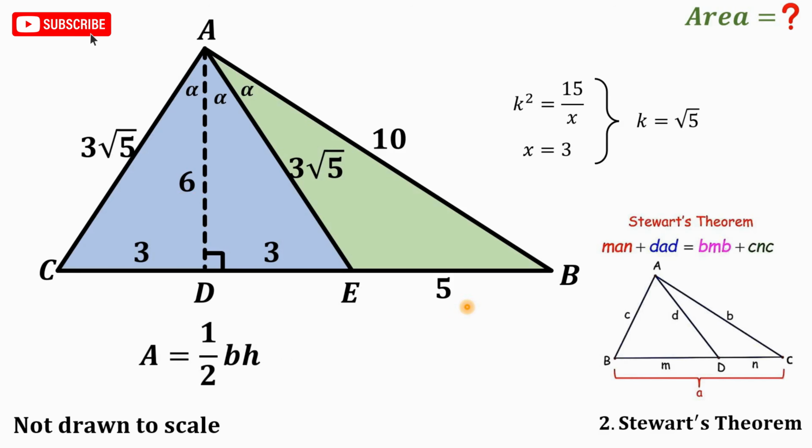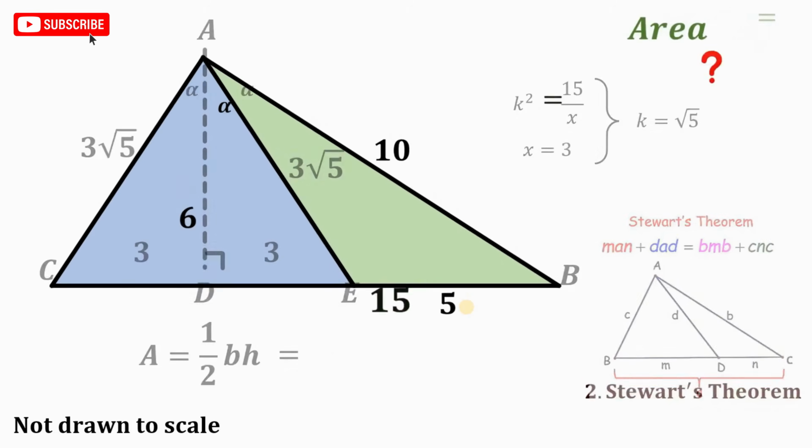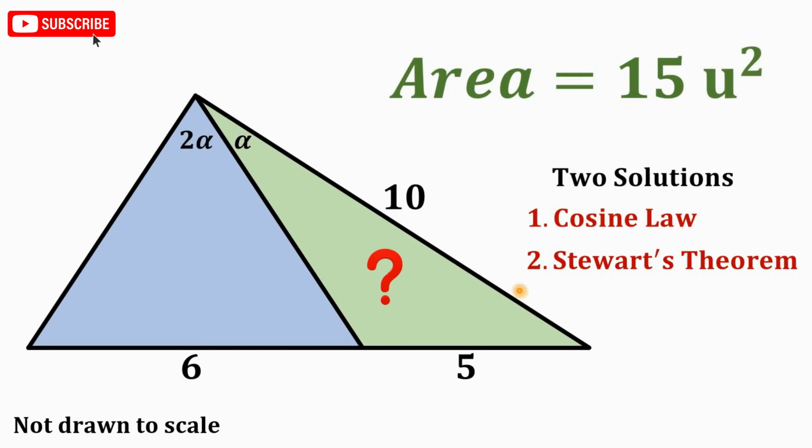So again, we get that the area of this green triangle is simply equal to 1/2 times 5 times 6, or simply equal to 15 square units. And that is our answer to this question. So using two different methods, the cosine law and the Stewart theorem, we get that the area of this green triangle is simply equal to 15 square units. And as always, we are done.